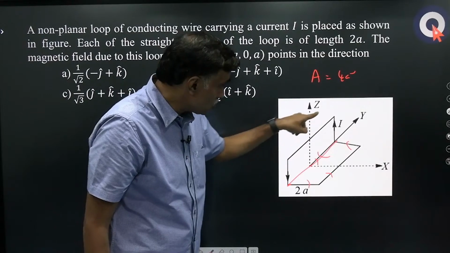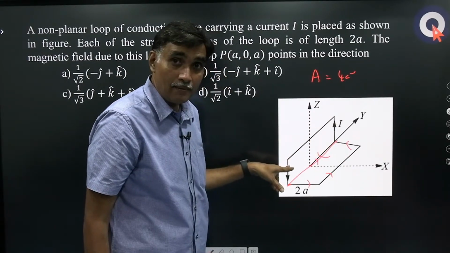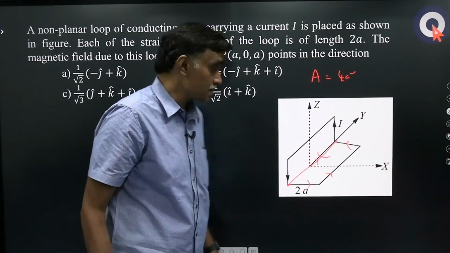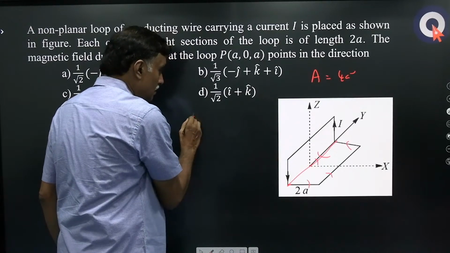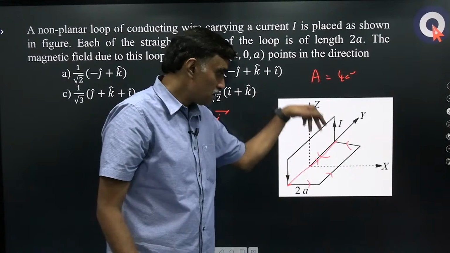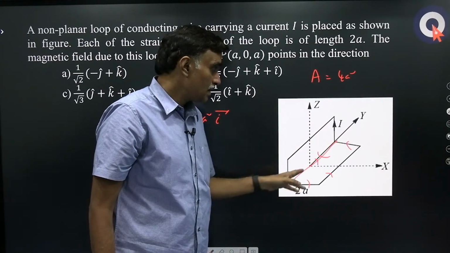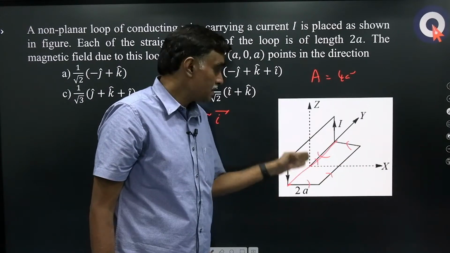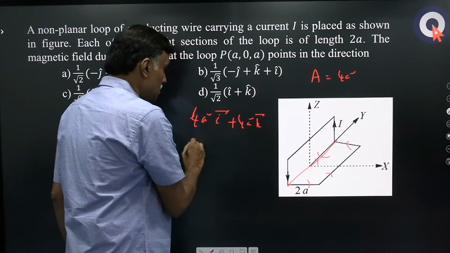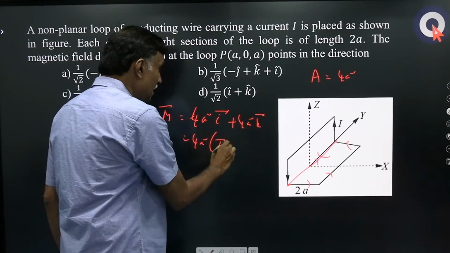And what is the current in this loop? If I see from here, it is in the anti-clockwise direction, and that is in the YZ plane. So the magnetic moment is coming out, along the x-axis. So for this loop, the magnetic moment is 4a square I bar. And for this loop, if you see from top, that is also anti-clockwise. It is coming out, in the xy plane, which means k bar. So it is 4a square k bar I. So what is the net magnetic moment? 4a square into (I bar plus k bar).